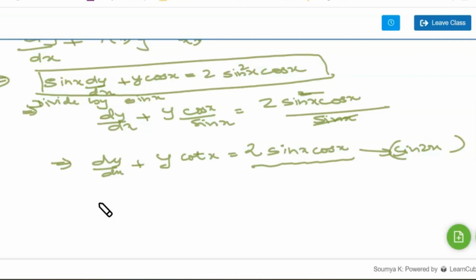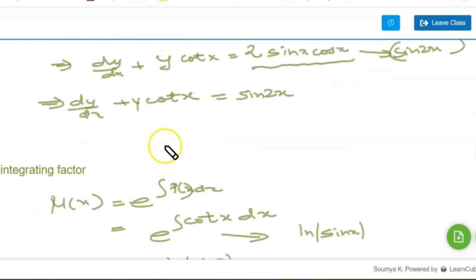This is already a formula that those who have learned this will understand. Those who are new to trigonometry may not understand, so we will be uploading the trigonometry chapter and all sooner. Till then you have to know this 2 sin x cos x. After solving this one, this is a basic formula, that is sin 2x. Or sin 2 theta is equal to 2 sin theta cos theta. So we can easily write it as sin 2x. Now this is the final equation that we get.